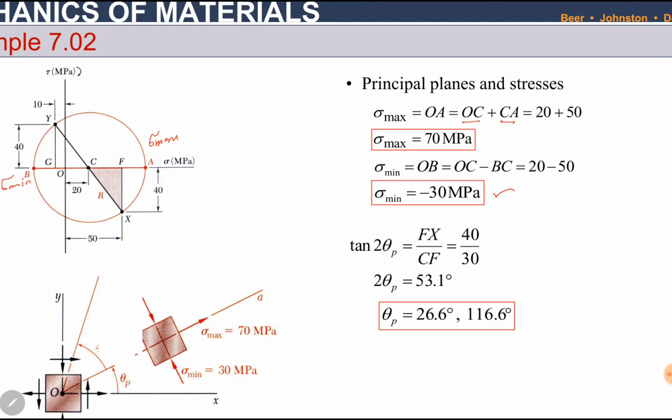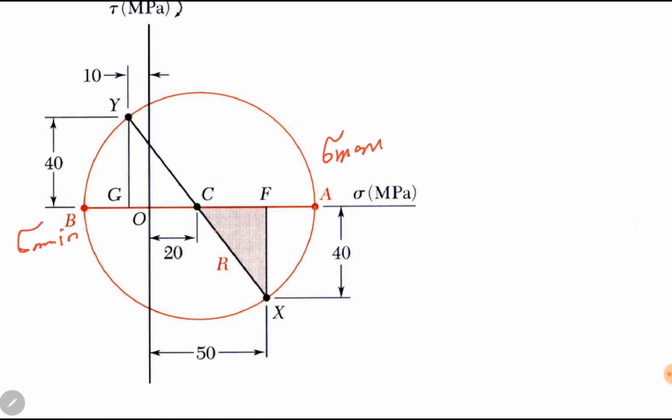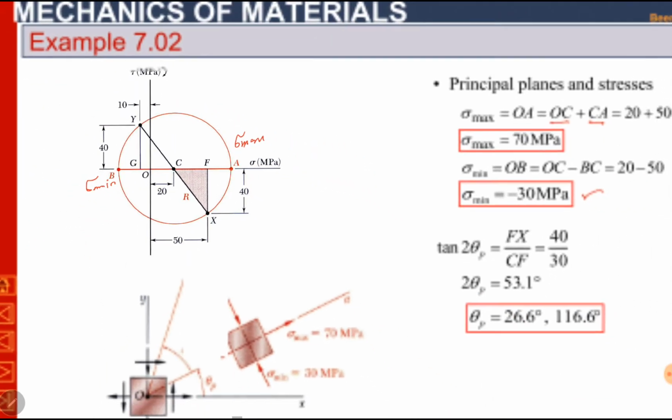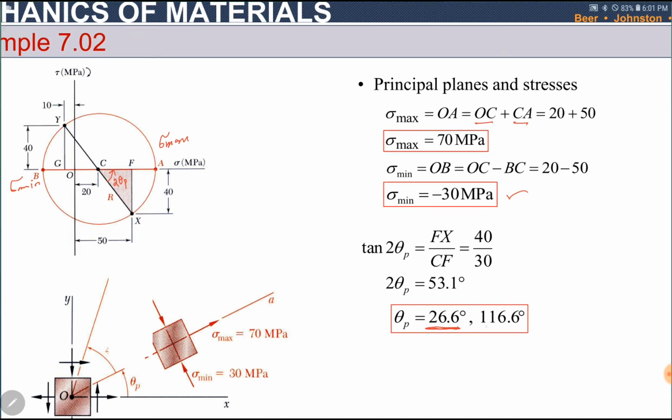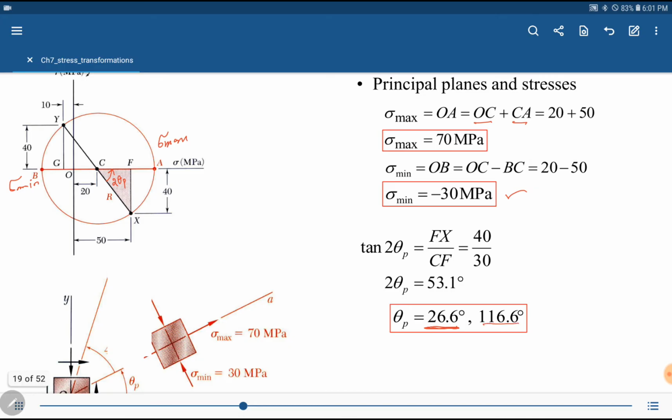Tan 2 theta p. From this triangle, we can find 2 theta p. From x-axis to principal axis, this is 2 theta p. So tan 2 theta p is equal to Fx divided by CF. Using trigonometry, you must know it. Fx is already known, CF is already known. 40 divided by 30, so theta p becomes 26.6 degree. One of the theta p is 26.6 degree. The next one can be found by adding 90 degrees to the existing theta p, so it becomes 116.6 degrees.